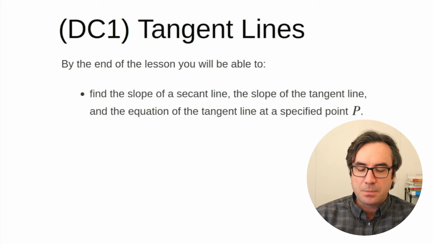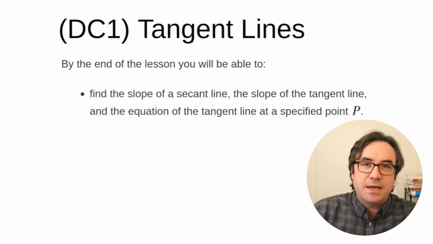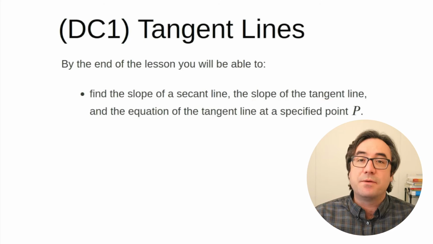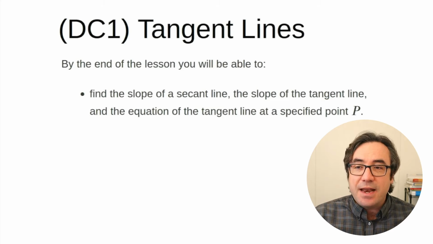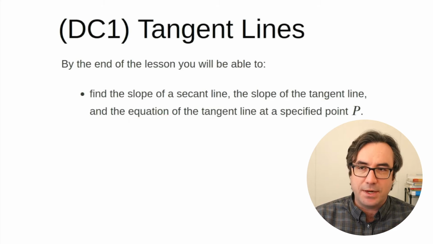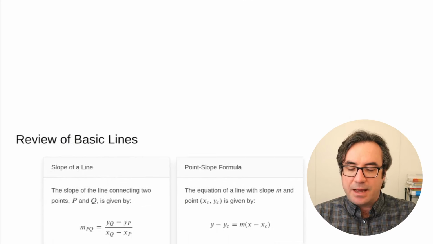calculate derivatives. So for this lesson, we're going to see how to calculate the slope of a secant line, and actually what a secant line is. We're going to see how to actually calculate the slope of the tangent line, and then how to actually get the equation of the tangent line at a specific point. All right, so we're going to be talking about lines.